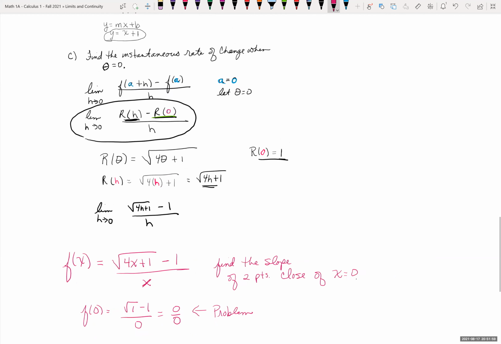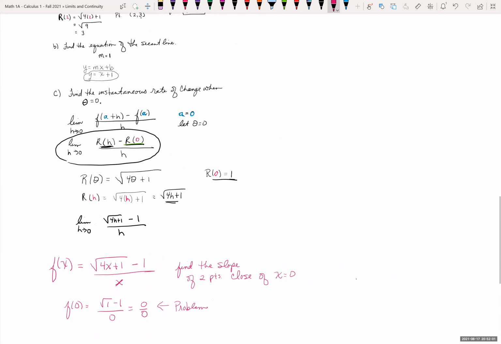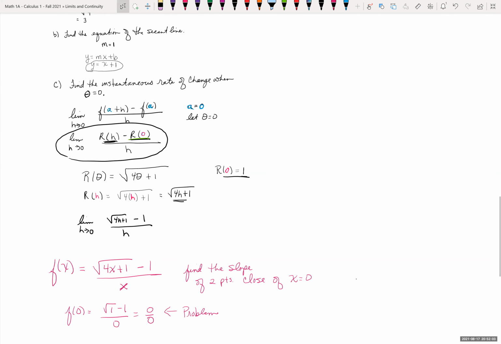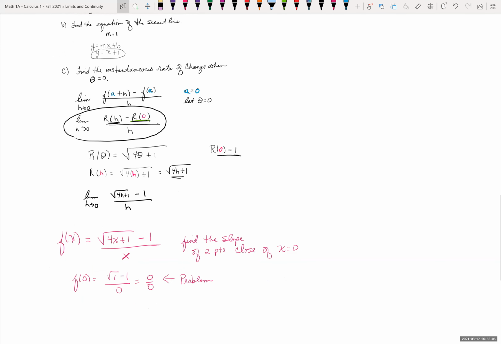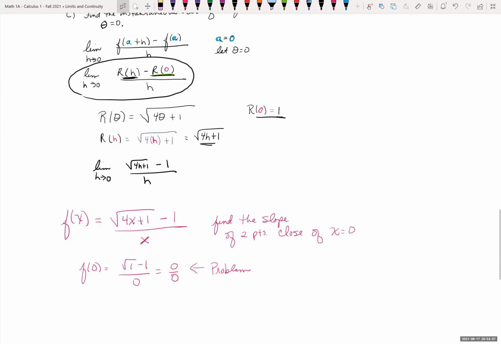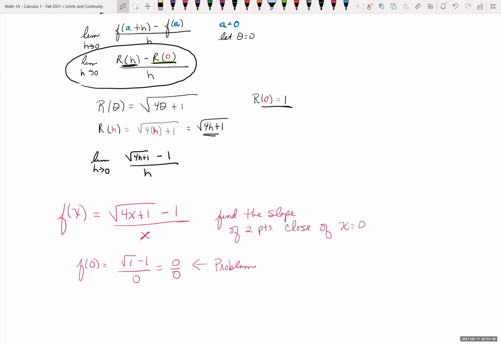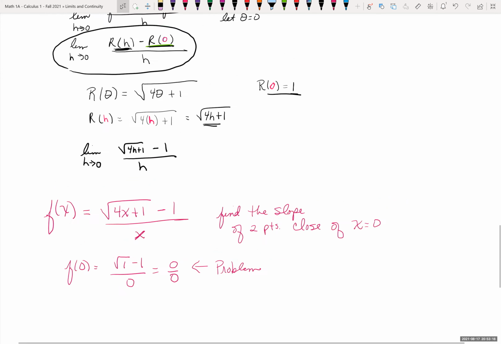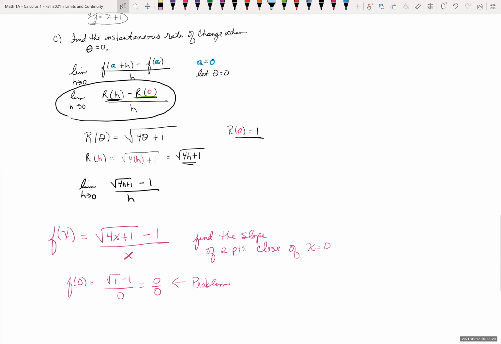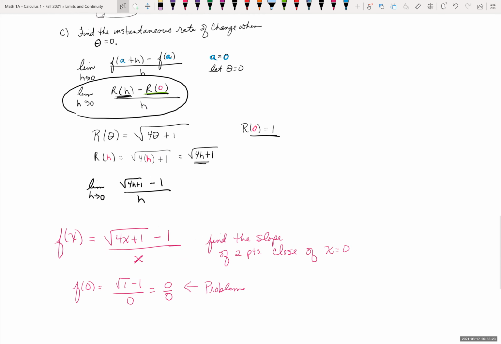Let me actually think about this. Oops, I'm noticing I'm out of time, so let's just pause for a sec. I'm going to leave you at a cliffhanger. You have to wait until tomorrow, or maybe do some research yourself, to see how to finish this problem. We want to find that instantaneous rate of change at theta equals 0.